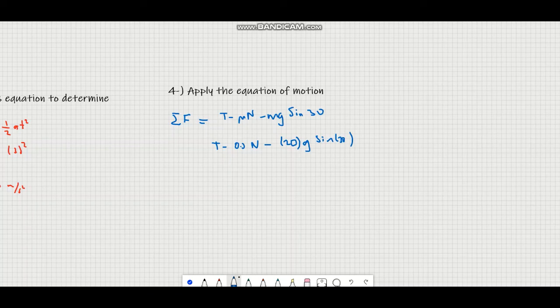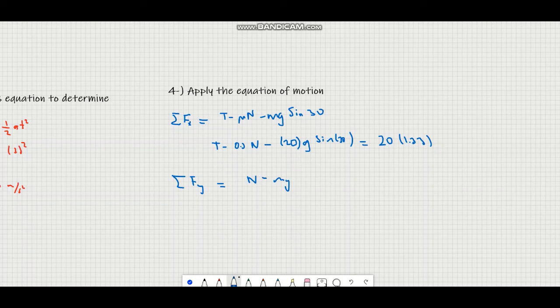Which is equal to the total force. What is it? It is this crate, which is 20, multiplied by m a. What is a? 1.33, we already calculated, right? m a gives us the total force acting on it. So maybe we can divide it into components. This one is x, right? So in y, N minus mg cosine 30.